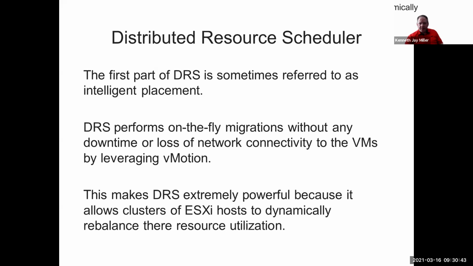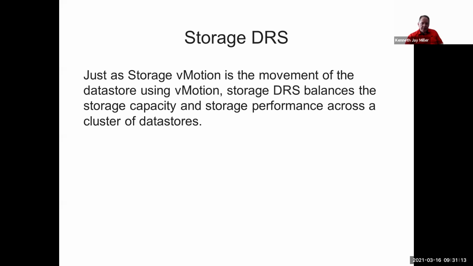Now, the first part is sometimes referred to as intelligent placement. It does it on the fly without any downtime. And this makes the distributed resource scheduler extremely powerful because it allows clusters of ESXi hosts to dynamically rebalance their resources. So it allows them to make sure this machine's not way up and this one way down. Let's level that off so everything is optimized. Okay, there's also, just like there's vMotion and storage vMotion, storage DRS, which will balance our storage clusters.